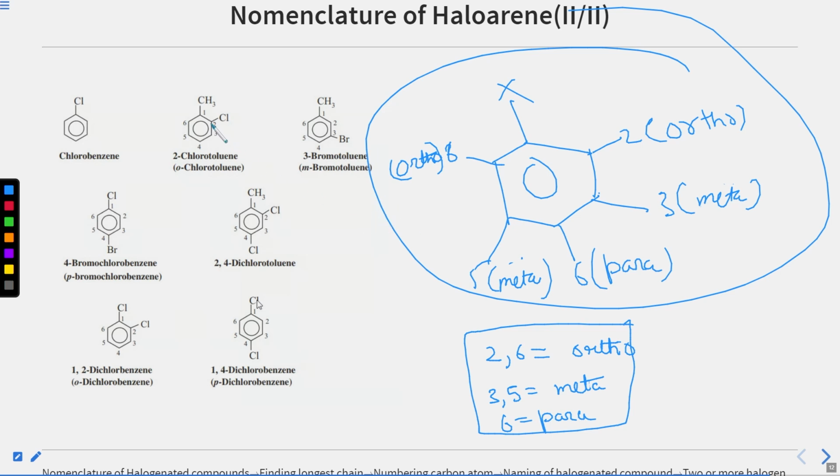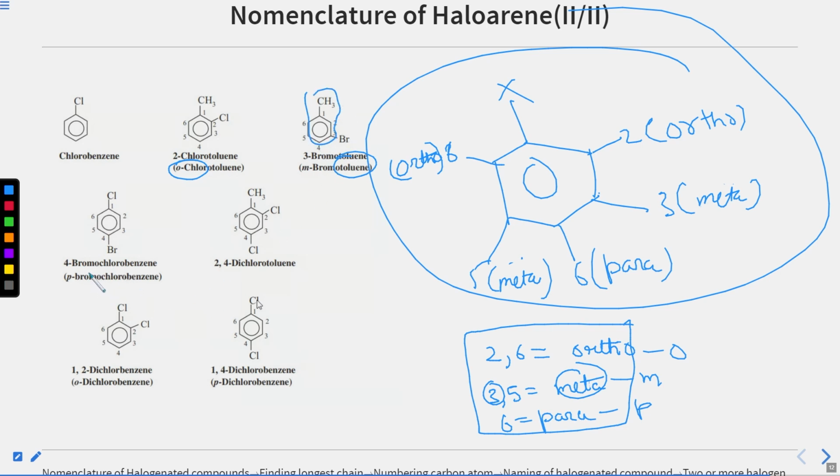Now at the 2 position chlorine is present, therefore ortho-chlorotoluene. Ortho is abbreviated as o. Similarly, here bromine is present at the 3rd position, so it is meta. Meta has the abbreviation m, ortho is o, and para is p. So m-bromotoluene, again using the word toluene for the whole of this.